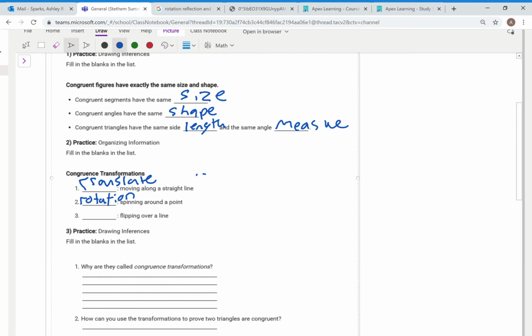And finally, the last thing I can do is I can reflect something. And this one you can think about a mirror. The size of your face doesn't change. It's just being kind of flipped. Like you're still seeing the same size.